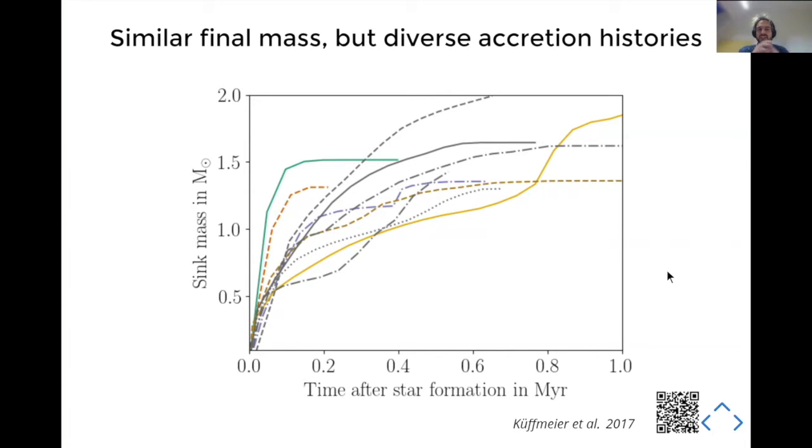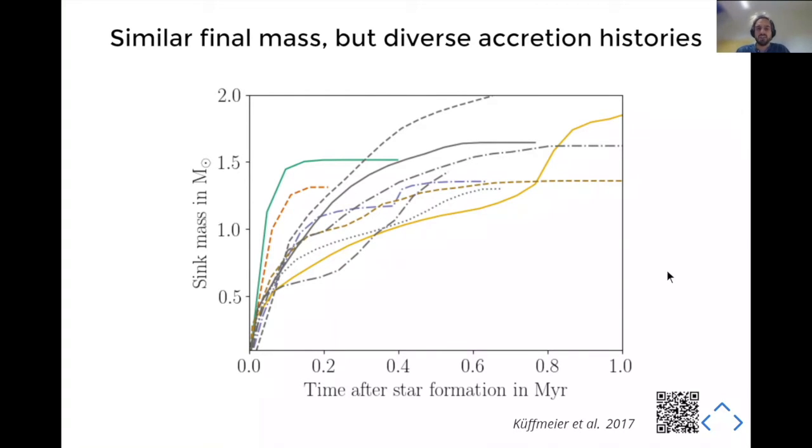So based on these simulations, what you see here is a plot of the evolution of stellar mass in a simulation of a giant molecular cloud, and each line corresponds to the accretion profile of a different star. The point I want to make here is that even though the stars end up with a very similar final mass, they can have very different accretion histories. In some cases you accrete most of the mass, or basically all of the mass, in just 100,000 years. In other cases, you actually have late accretion events.